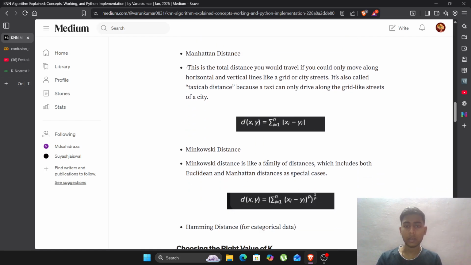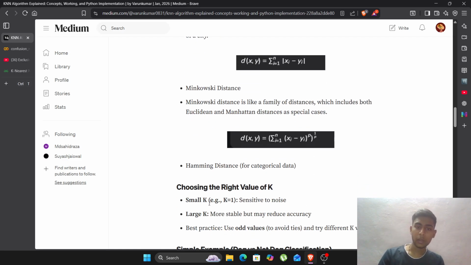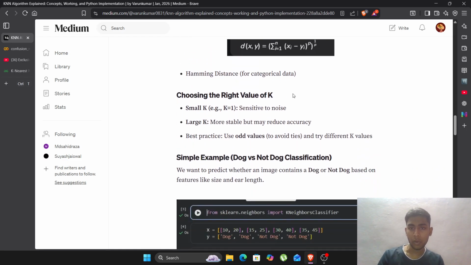Minkowski distance is a family of distances which includes both Euclidean and Manhattan distance as special cases. The formula is d of x, y equals the bracket of the summation of i equal to 1 to n of mod of xi minus yi to the power p, the whole bracket to the power 1 upon p. And Hamming distance is used for categorical data.